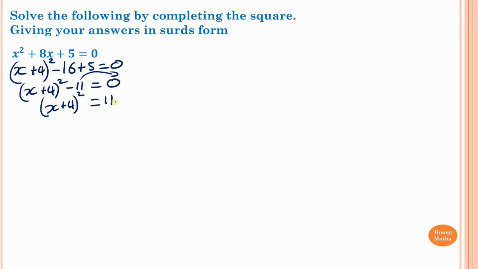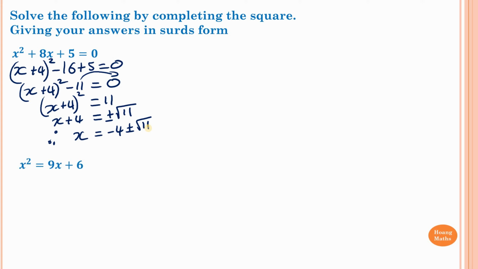So if I square root both sides, the square disappears. So x plus 4 equals plus or minus, of course, every time you square root a number, you have a positive or negative, square root of 11. Then I move the 4 on that side, on the right hand side, so it becomes negative. So therefore, x equals negative 4 plus or minus square root of 11. There you go.